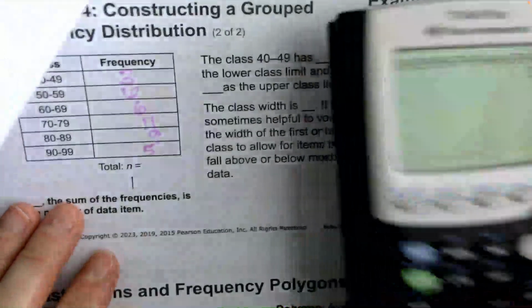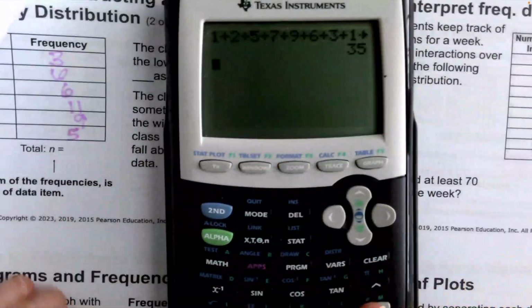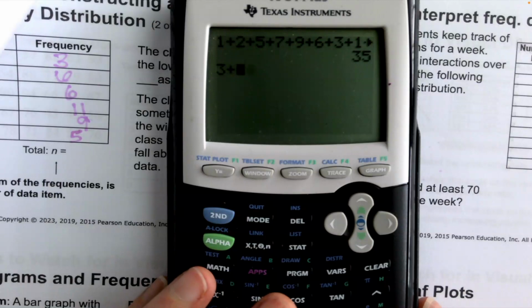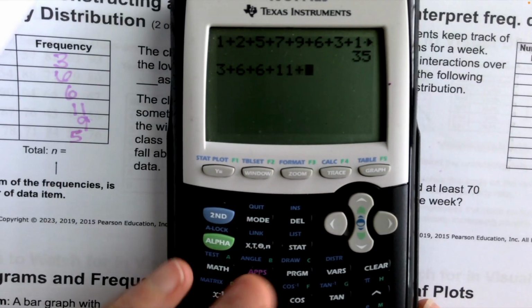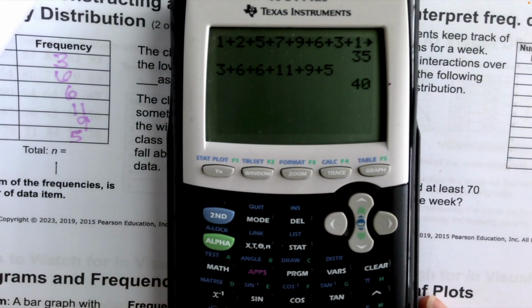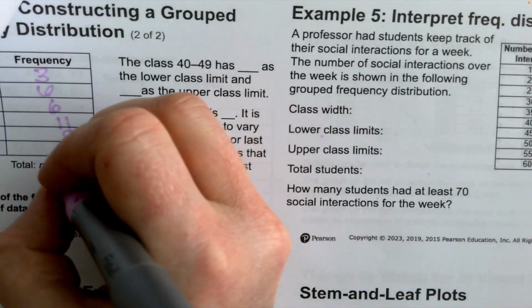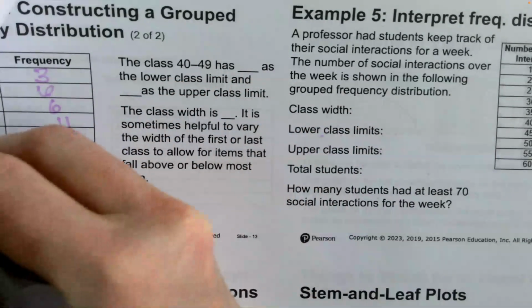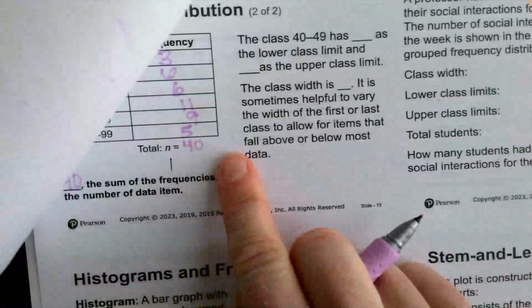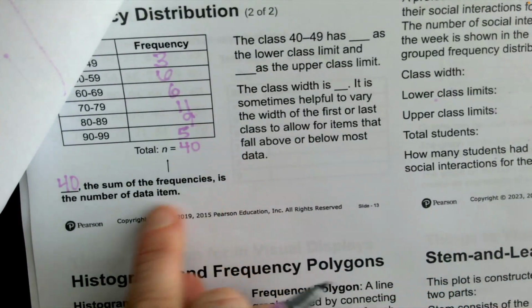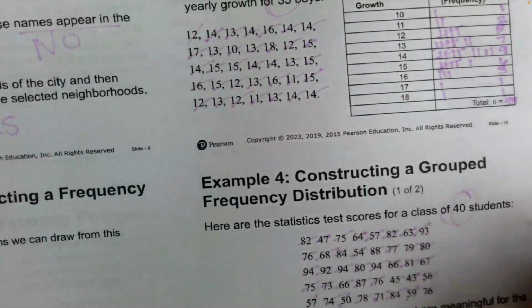Okay, and you want to make sure that we get them all. So 3 plus 6 plus 6 plus 11 plus 9 plus 5. It's 40. So N is the sum of the frequencies, the number of data items. And it tells you right here that it is 40. So we did it correctly.